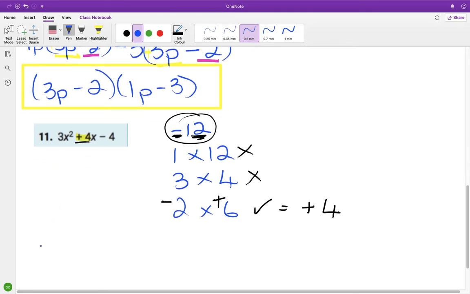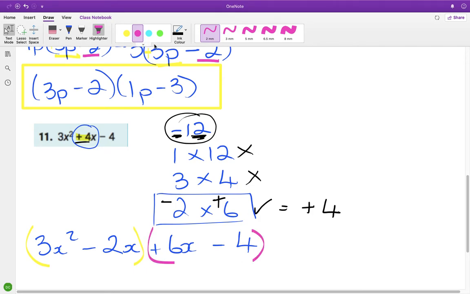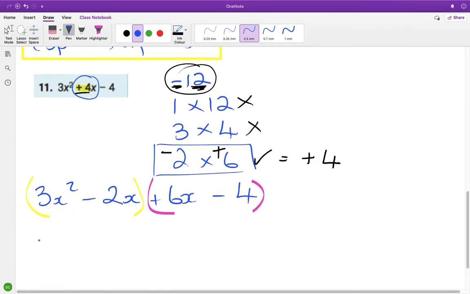So just skip down a little bit. We go 3x squared, then we rewrite this using these: minus 2, don't forget the x, plus 6, don't forget the x, and then your minus 4. So we're going to bracket it off to pair it up. Okay, so the common factor number-wise is going to be a 1, and letters is going to be an x. Open up the brackets.